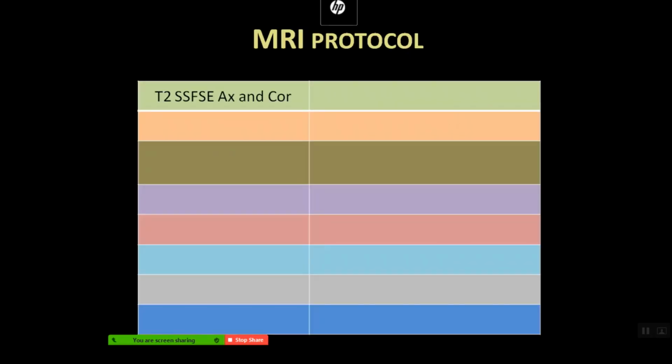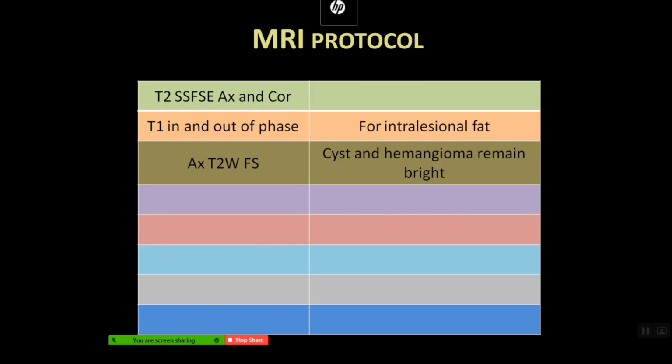For MR, what do we take? These are standard sequences. You take T2 weighted images, axial and coronal. You take in and out of phase images, which are for intralesional fat. You take a T2 fat-sat image, and cystic hemangiomas will usually stand out here. Cystic hemangiomas are extremely T2 bright, but they will stand out here. You take a diffusion, and with diffusion you will of course be able to evaluate malignant lesions, but T2 shine-through is also useful.